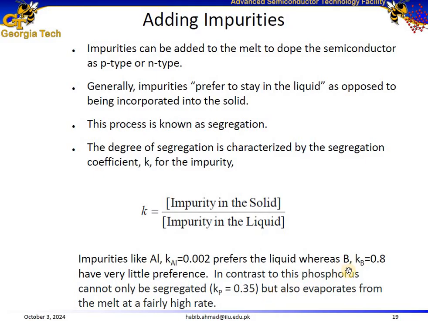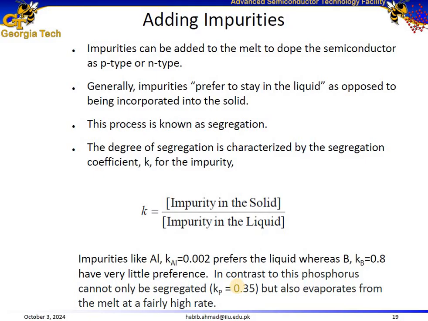The takeaway point is this: compare boron versus phosphorus doping of silicon. We know that in order to dope silicon p-type, we need to add a trivalent impurity such as boron, and in order to dope silicon n-type, we need to add a pentavalent impurity such as phosphorus. Looking at the segregation coefficients, it's going to be easier to dope silicon p-type with boron as compared to doping it n-type with phosphorus.